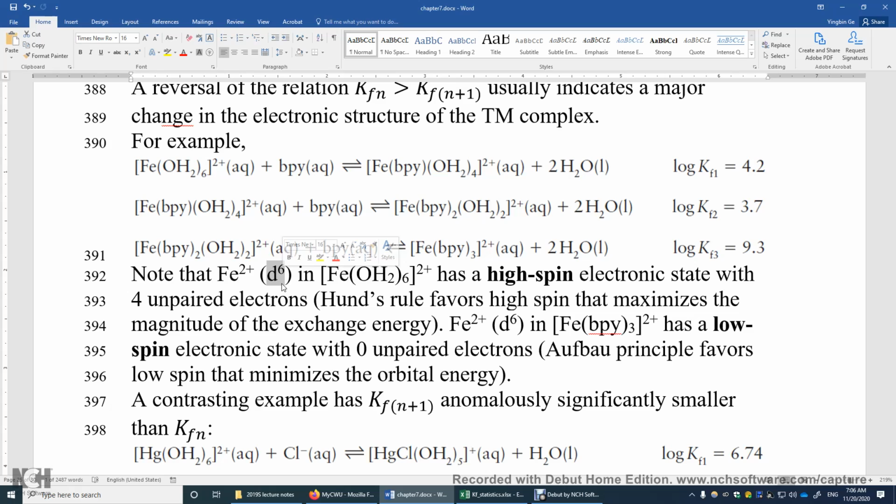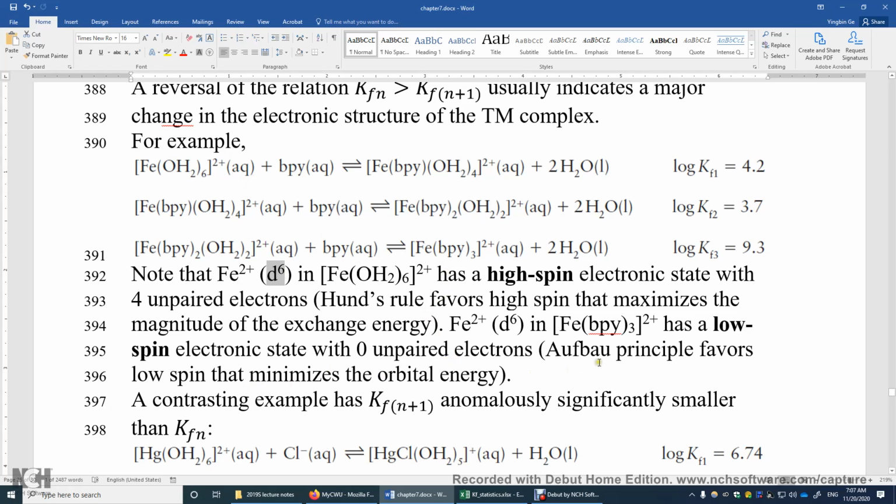So really, if you have maximized the number of unpaired electrons, you minimize the repulsion between those electrons. Now, however, in this structure, you will learn again in chapter 20, this is bipyridine. When 3 bipyridine bidentate ligands are bonded to this iron transition metal center, now this d6, the 6 d electrons, prefer to adopt a low spin state. Now we have 0 unpaired electrons.